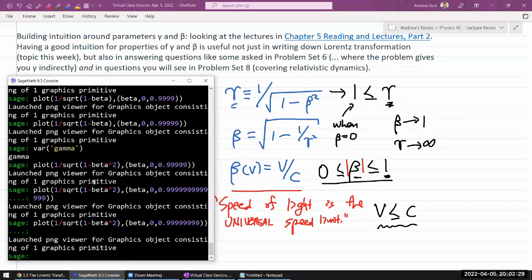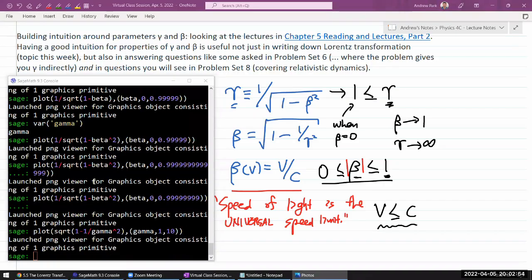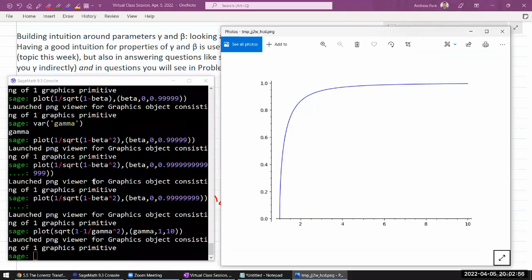Let me plot beta as a function of gamma. So beta as a function of gamma goes as square root of 1 minus 1 over gamma squared. And gamma is, this is where I have to be careful. Gamma starts from 1, and let's say gamma equals 10. That's actually quite relativistic. That's where there's a factor of 10 time dilation or length contraction. This is the behavior you see.